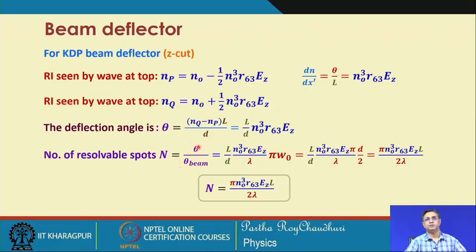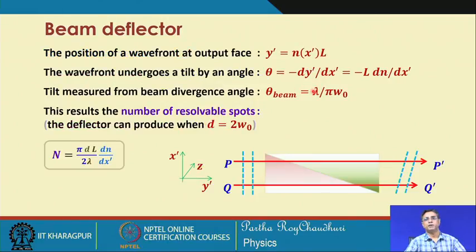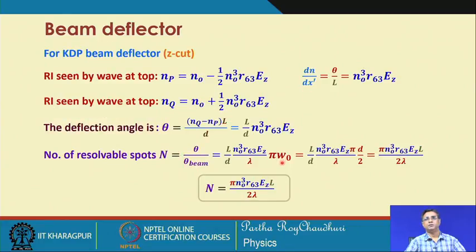So, if I plug in the values for theta, I use this number, and for theta beam I will use this number, pi by lambda by pi W 0, but W 0 under this optimum condition will be equal to d by 2. So, it turns out 2 lambda by pi d. So, when put together we get this expression, which is the number of resolvable spots.